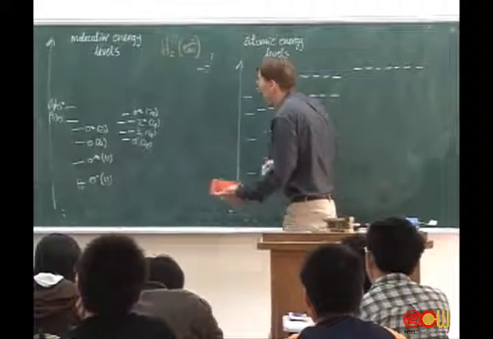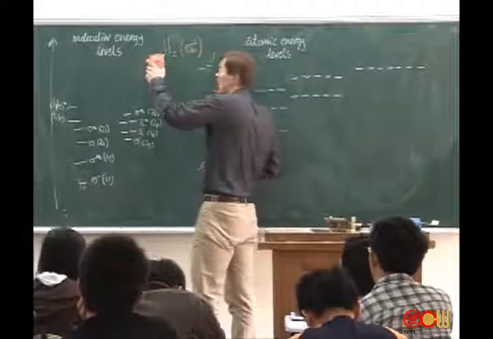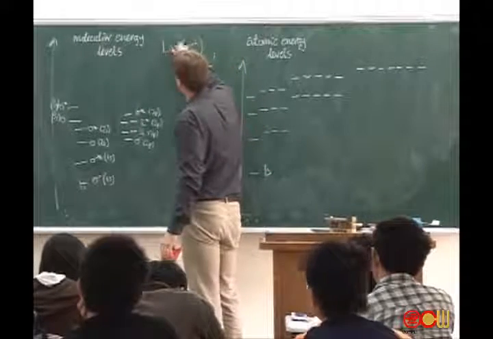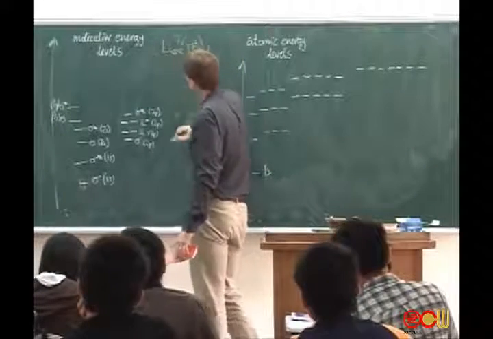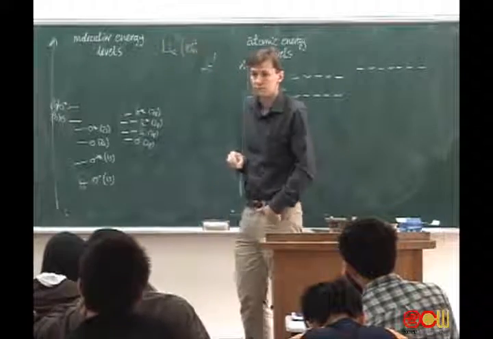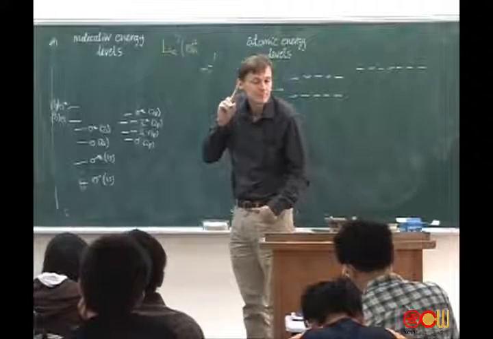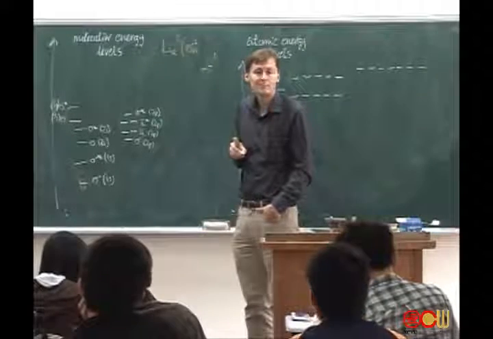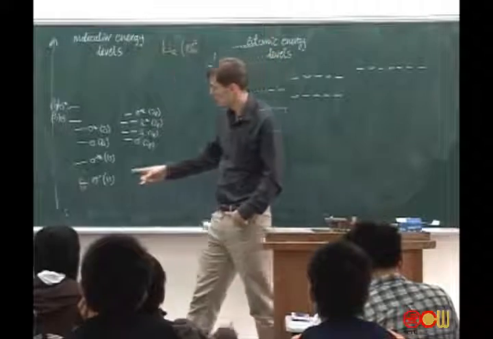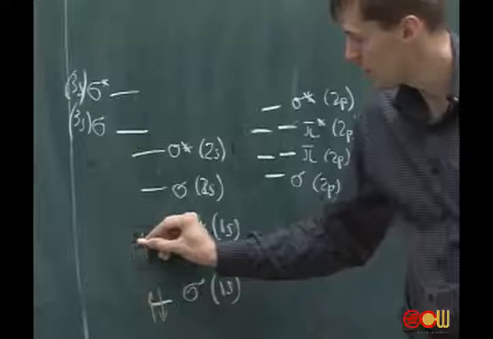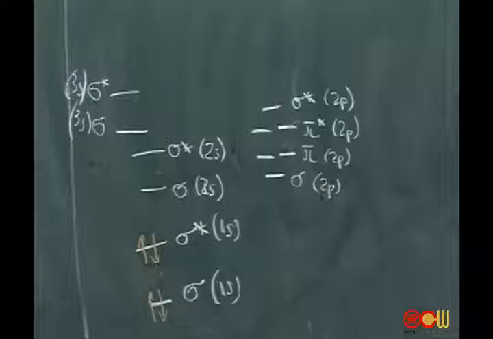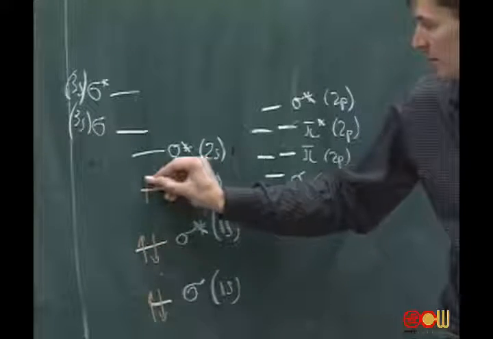What is the electronic configuration for, let's say, lithium-2? Lithium-2 has how many electrons? 6 electrons. So I'm putting 2 here, 2 here, 2 are left. Where do they come? Well, the lowest level is here.